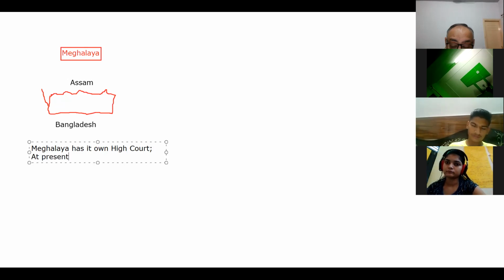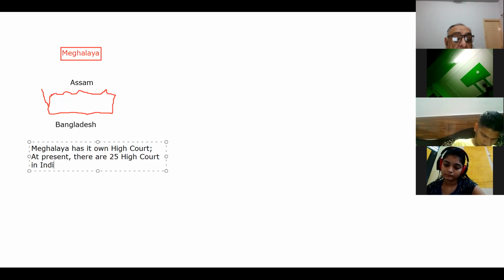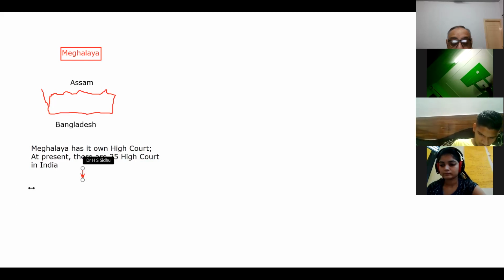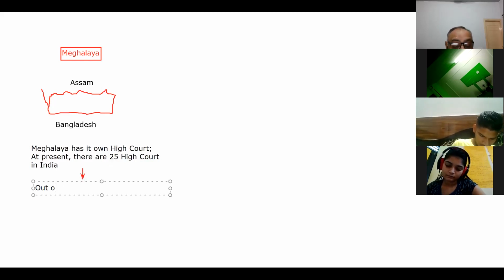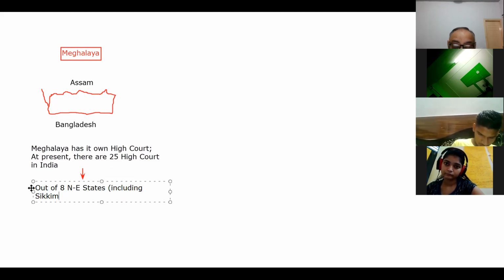At present, there are 25 high courts in India. This question is important. 25 high courts of India, right? And out of the 8 northeastern states, including Sikkim. That is why the number is 8, including Sikkim, right?